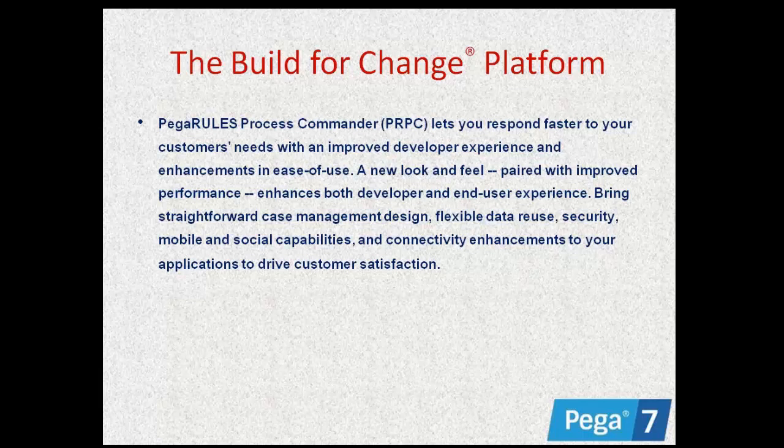A new look and feel, and right now in Pega 7, it is very easy for the designers. The main purpose of Pega 7 is to make the work easier for the developers, so they have designed this version. It will be very easy when we compare with the previous versions. But if you don't know the previous versions, just forget about that. 6.3 is a totally difficult version. If you directly learn Pega 7, it will be very easy for you. No need to worry about the previous versions. It is a new look and feel paired with improved performance, which enhances both developer and user experiences.